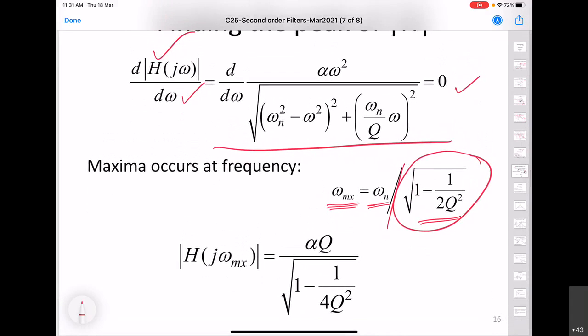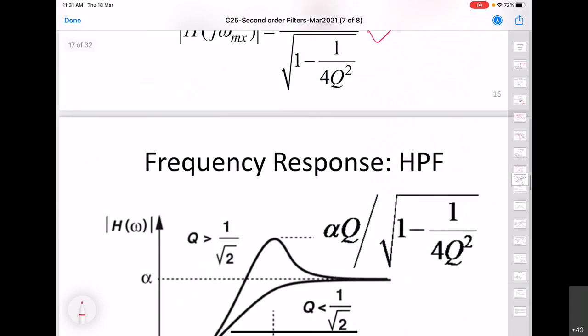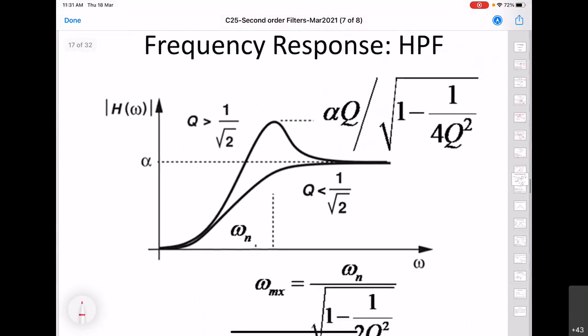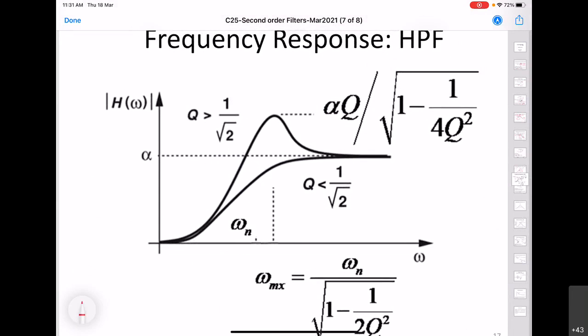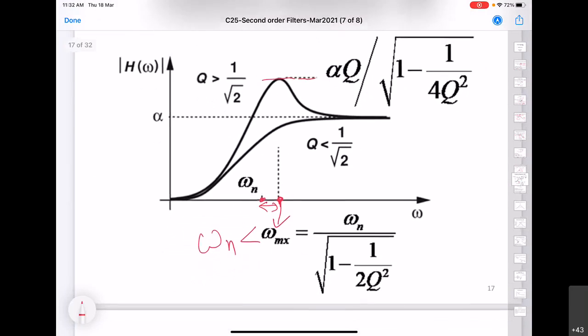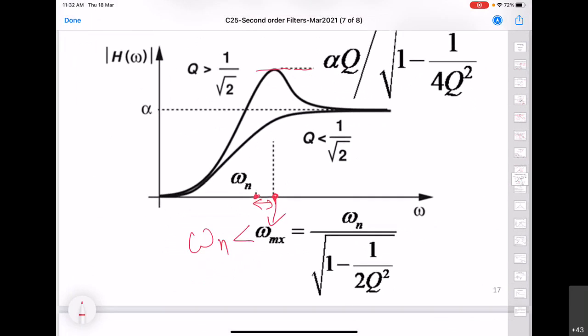And the maximum value is given by this factor, where we have alpha q divided by 1 minus 1 by 4q square. So we can see all these values here in the plot. This is the maximum value possible, and this occurs for omega max, which is here, and greater than. So this omega max is greater than omega n, and it will be slightly away from omega n. This gap is typically very small, and it reduces very quickly as the value of q is changed.